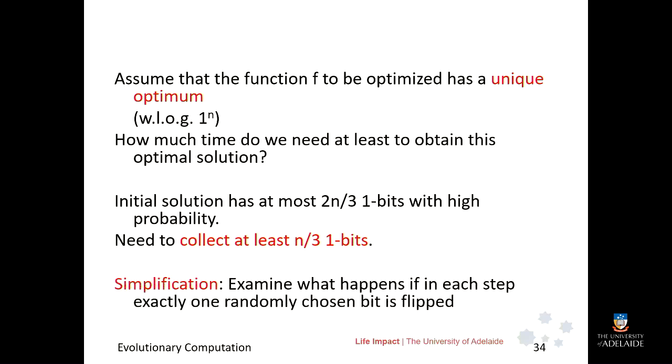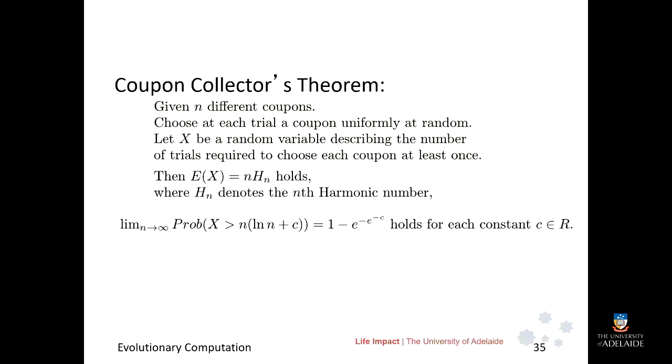So this is also the last thing that I want to show you, so think of that problem. I give you n coupons, choose in each trial a coupon uniformly at random, and let X be the random variable describing the number of trials such that you have chosen each coupon at least once. And for the bit string, if you have n/3 zeros, you have to flip each bit at least once, right?